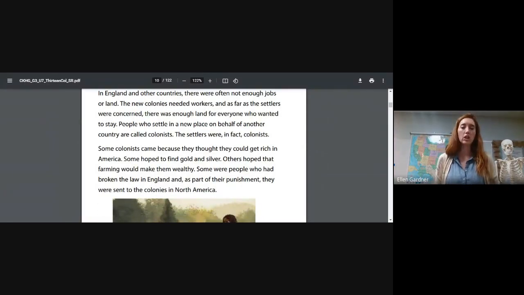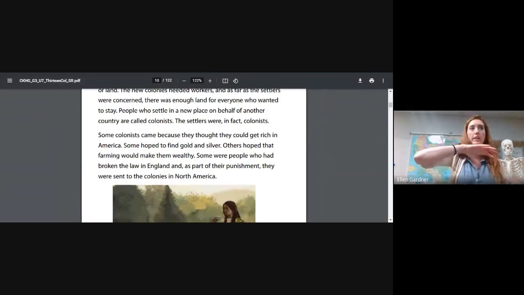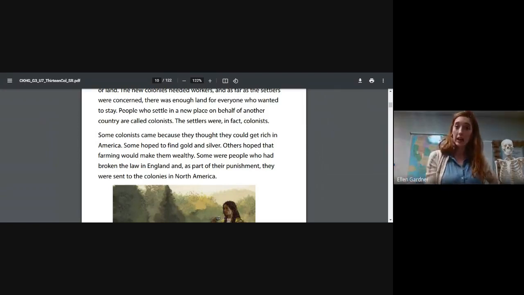People who settle in a new place on behalf of another country are called colonists. The settlers were, in fact, colonists. So it's people who come in on behalf of another country. The Romans did this, right? They had places set up as they were branching outside of Rome into other territories. So those are basically colonists as well. And many of you talk about that happening in India several hundred years ago as well.